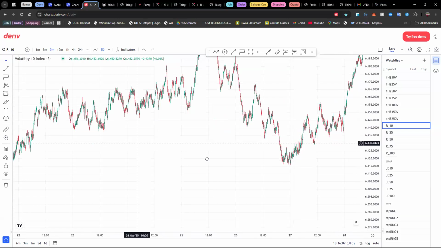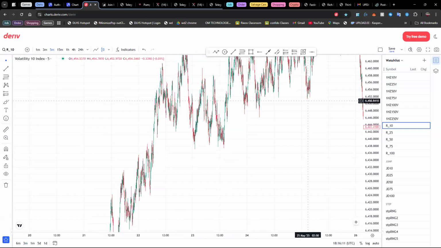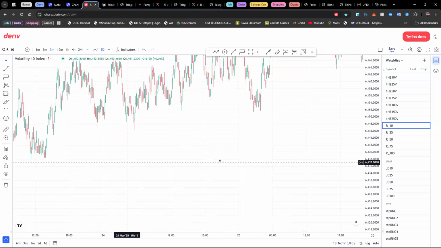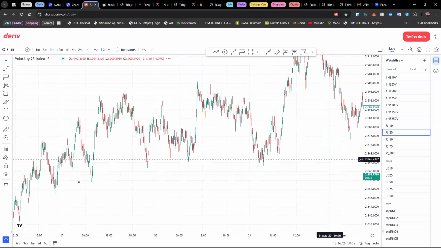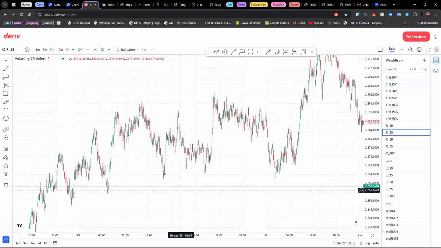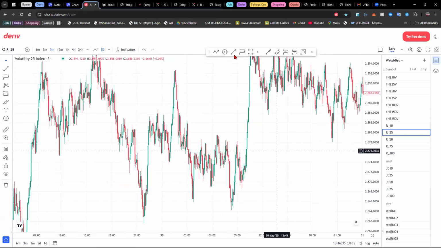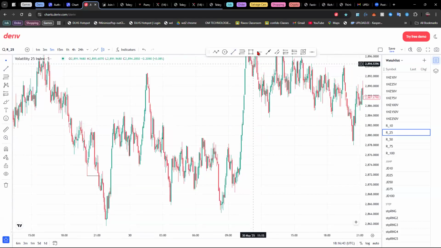Let me look if I can see any that has recently played out. I know I had one on V25 some days ago, a buy. I think it was on Friday. A buy that played out. Yes, this is one example. This is your sweep of liquidity. This is your rule number two, your break of structure. This is your first break of structure.